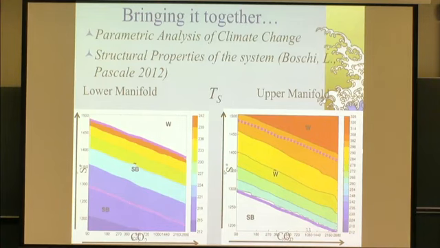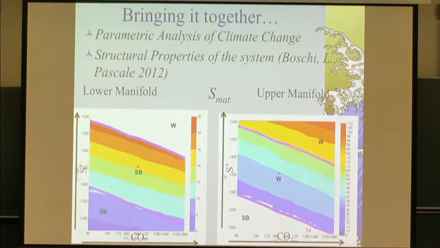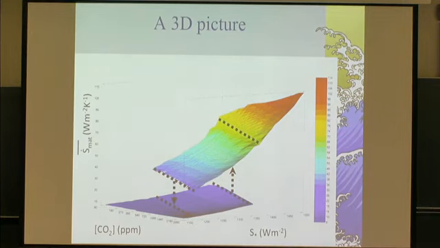This is the temperature, which is not so interesting. Entropy production behaves less central. So this is the kind of 3D picture you get that extends the other picture I showed before. Here is the solar constant, here is CO2, and these are the manifold of the two coexisting climates.